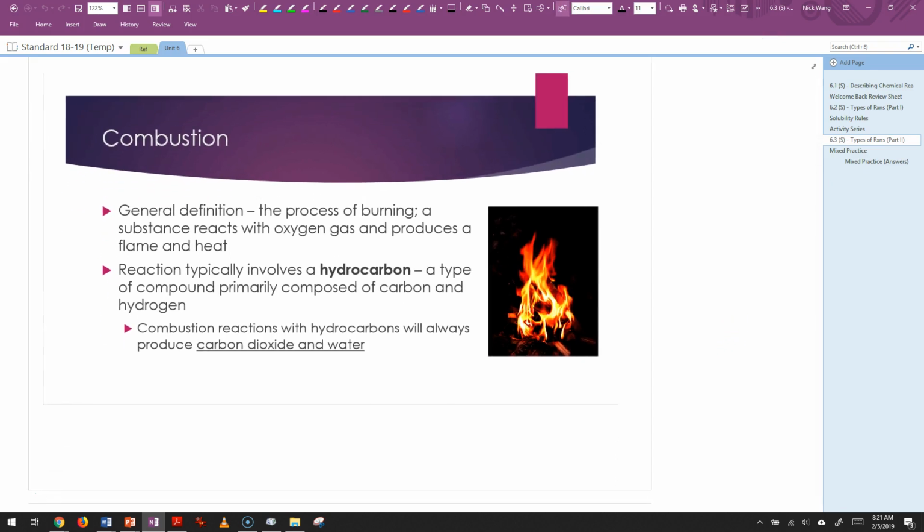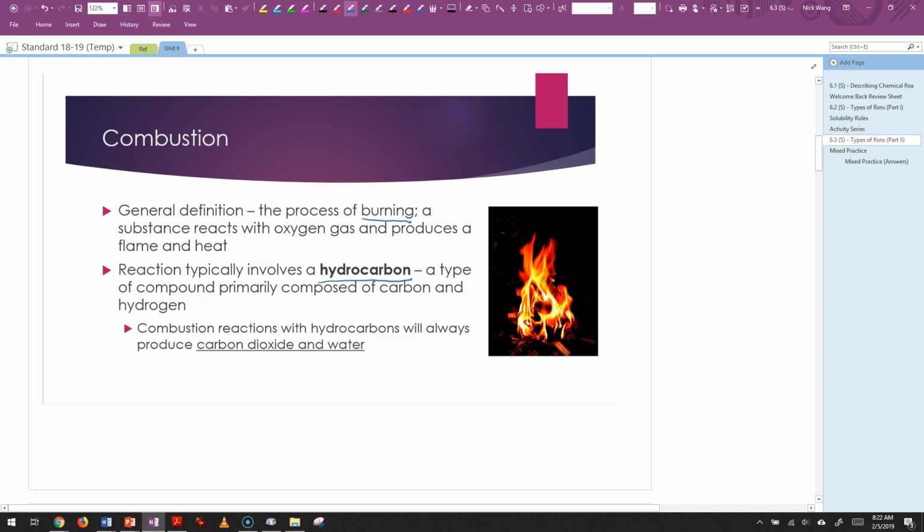Now, most of you probably have heard of combustion or combusting, something to do with fire and flames, and that's absolutely correct. We actually see quite a bit of these real-life examples as examples of combustion. So the actual definition really comes down to the process of burning, or a substance that reacts with oxygen gas and produces flame and heat. Now, again, the word combustion actually has a huge range of possible types of reactions, but we're really going to focus on a simple one that involves something called a hydrocarbon.